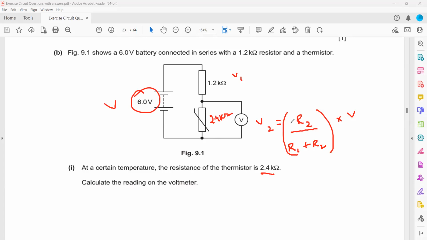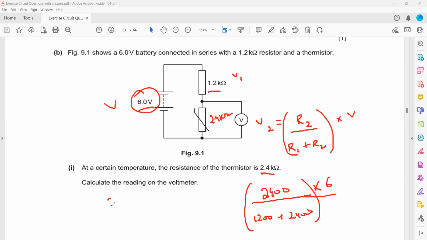So we just substitute the values. It is 2.4 kilo ohm, which converts into 2400 ohm, divided by the sum of the resistances. This is 1.2 kilo ohm, so it will be 1200 plus 2400, multiplied by the total voltage, that is 6. When you simplify, this will be 2400 divided by 3600 times 6. So what's the answer? This will be 4. So this will have 4 volt.